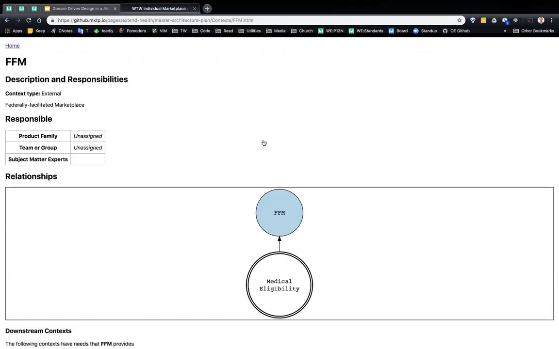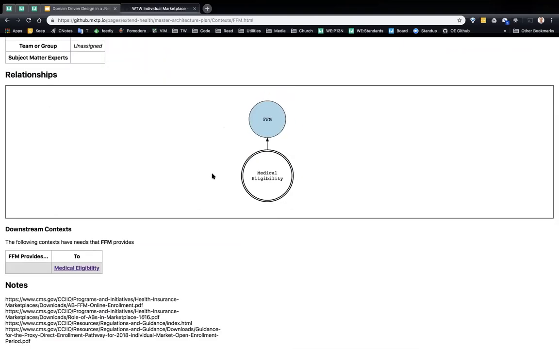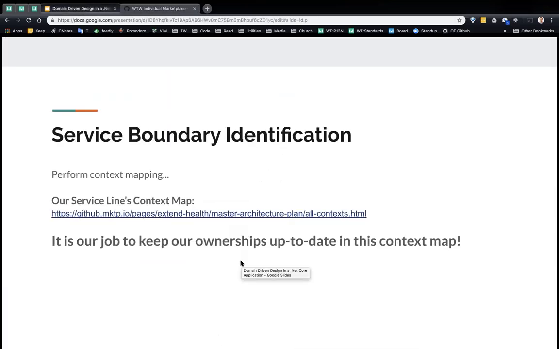But if you drill into the actual bounded context, again, it's kind of the same thing. We need to update this as a team. It's kind of on us to make sure that this context map specific to our ownership is up to date. You'll see probably some tickets on our board come up in the near future for us to maintain this better, okay? All right, moving forward. Service boundary. It's our job to keep these ownerships up to date in the context map.